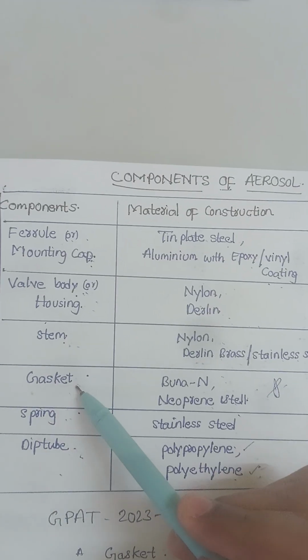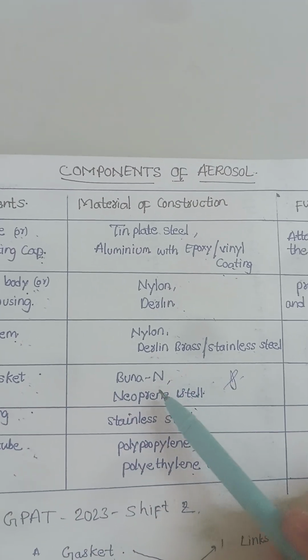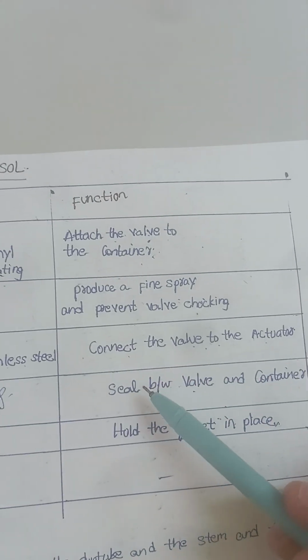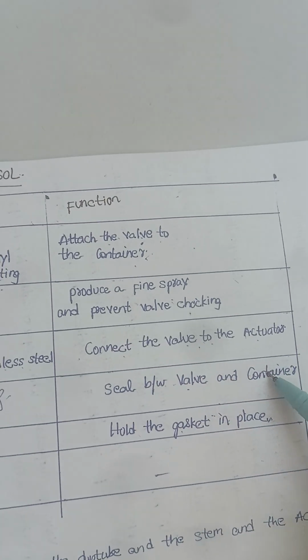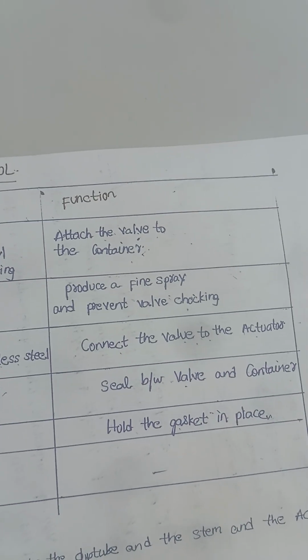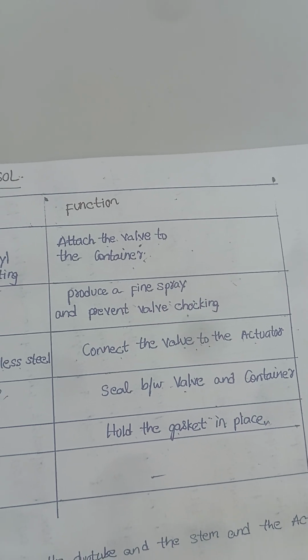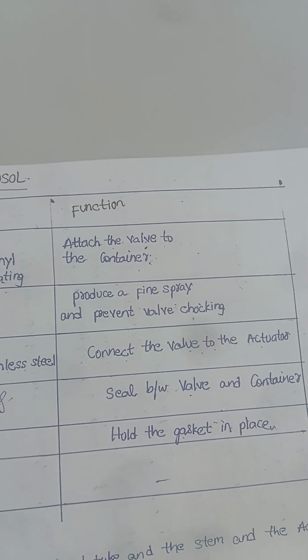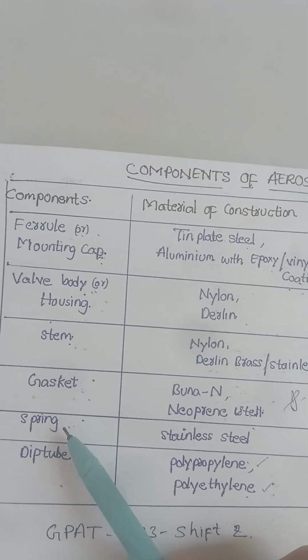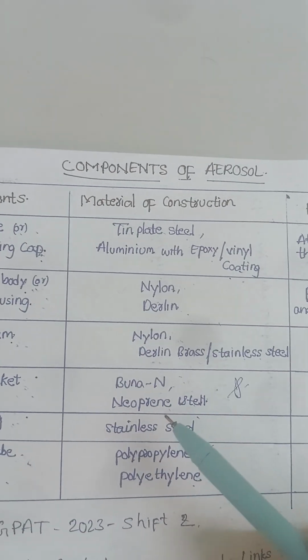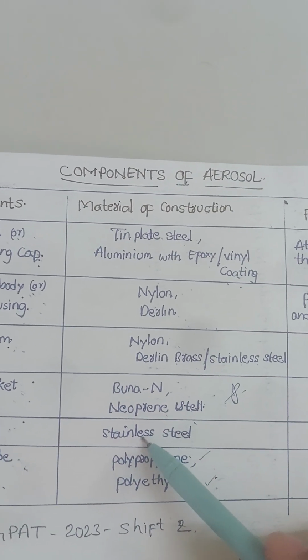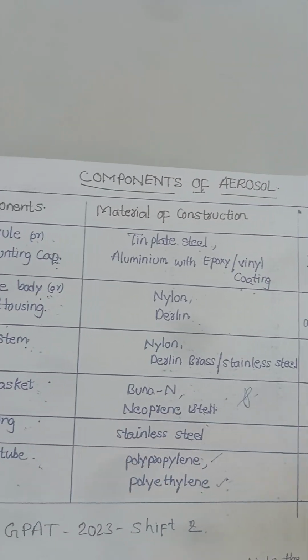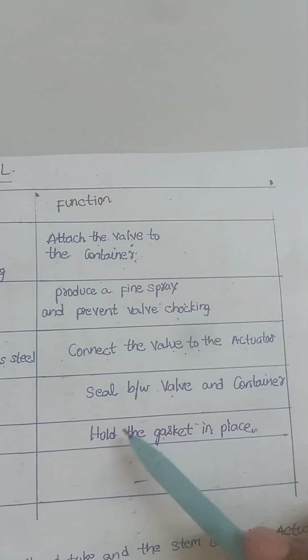The next is your gasket. It is made with Buna-N or neoprene. It helps to seal between the valve and container. When it seals the valve and container, it generally prevents leakage. The next is your spring. It is made with stainless steel. Generally, springs are made with stainless steel. It helps to hold the gasket in place.